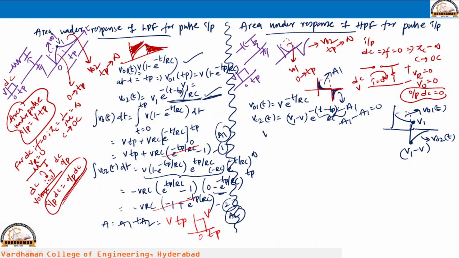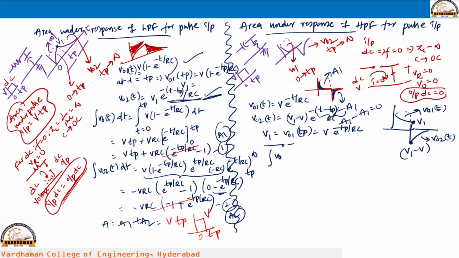But what is V1? V1 is the value of V naught 1 of t at t equal to Tp, that is V times e power minus Tp by Rc. Integrate V naught 1 of t, integrate V naught 2 of t. Then you will get the sum of these two must be equal to 0. Now, we will see that one.